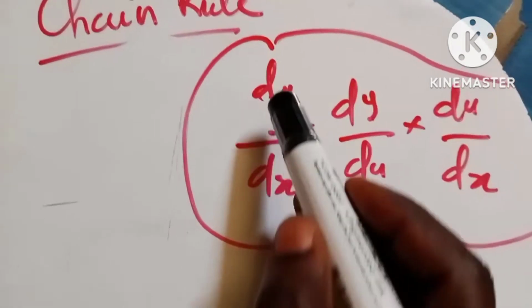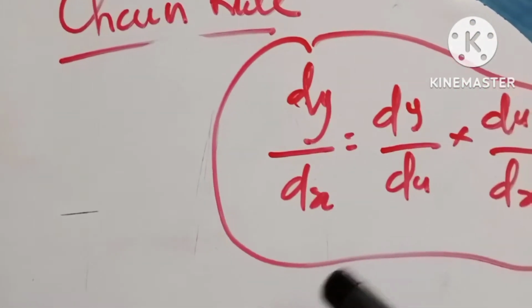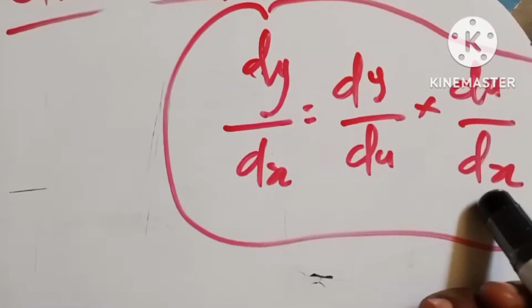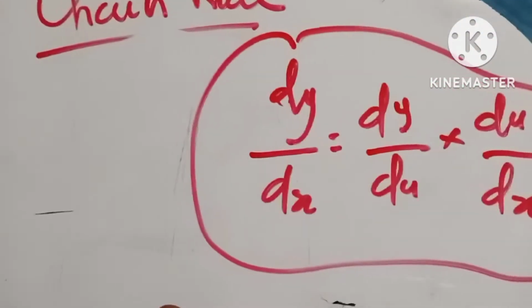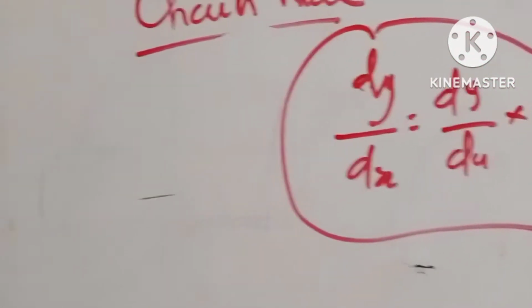So the definition here says that if I want to find the derivative of y with respect to x, then that is dy/du multiplied by du/dx. So these are just technical names, right? I would advise you to know the meaning, which I will demonstrate in just a few seconds.